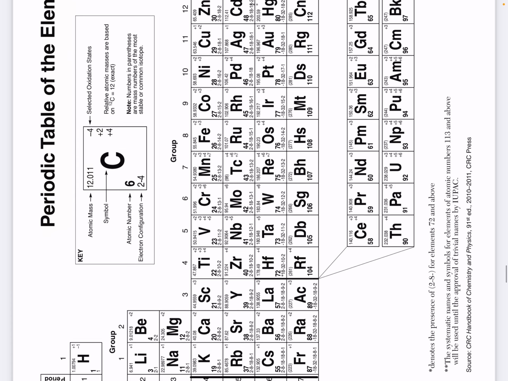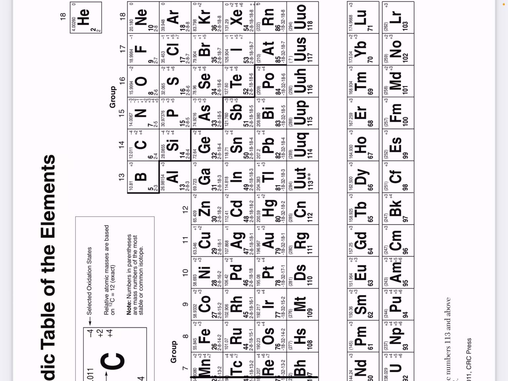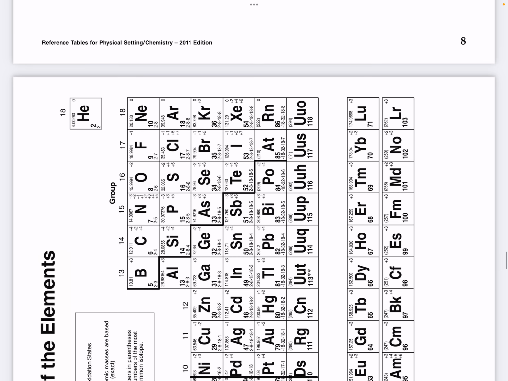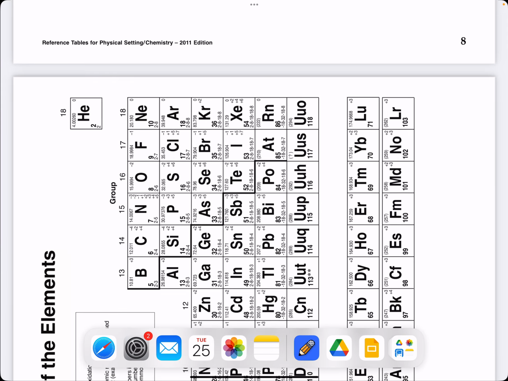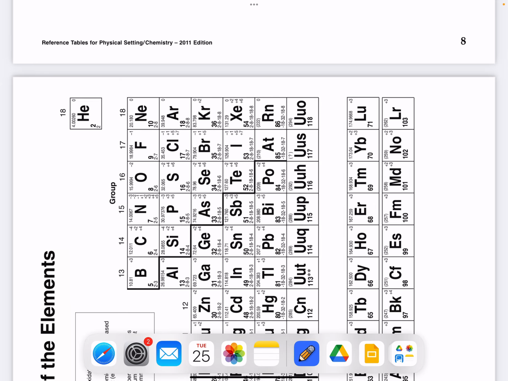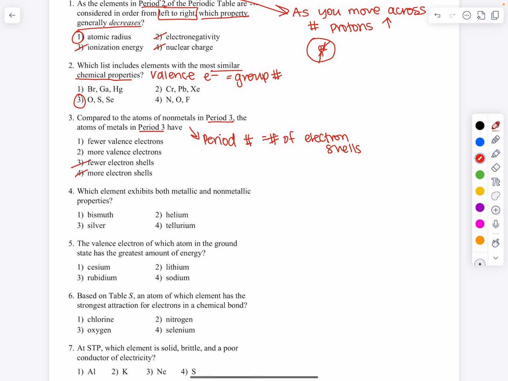Sodium has 1, magnesium has 2, aluminum has 3, silicon is a metalloid, it has 4, phosphorus 5, sulfur 6, chlorine 7, argon 18. So it seems that the nonmetals have more valence electrons than the metals do. And because of that, the metals in period 3 compared to the nonmetals in period 3 have fewer valence electrons. Metals have fewer valence electrons than nonmetals do.